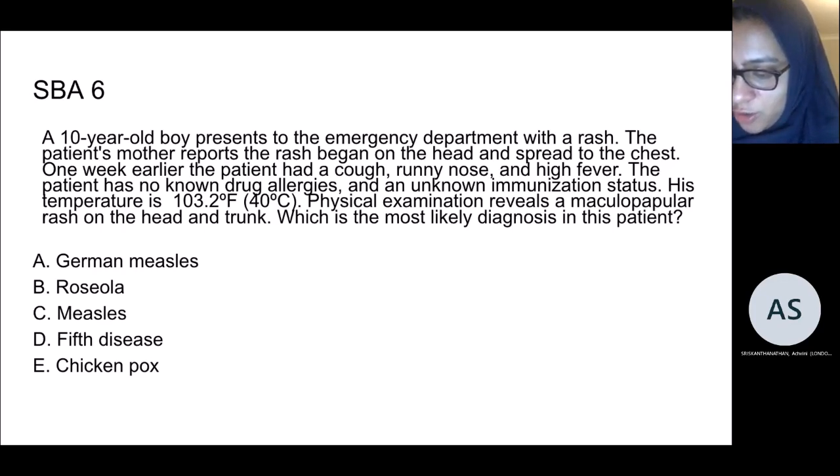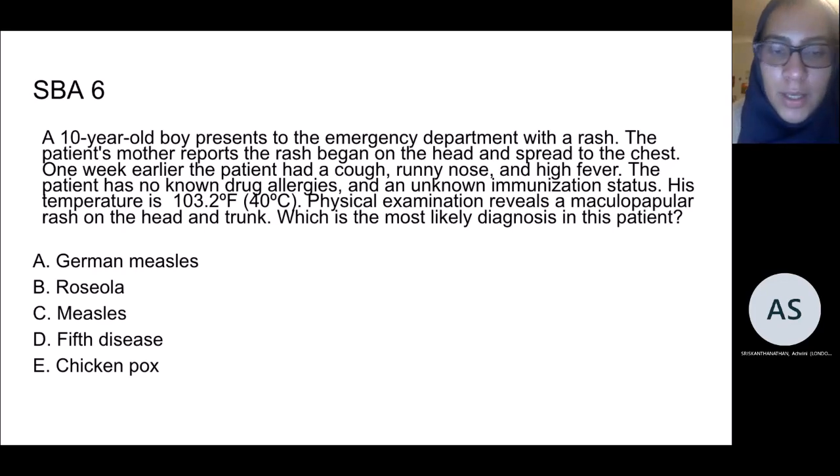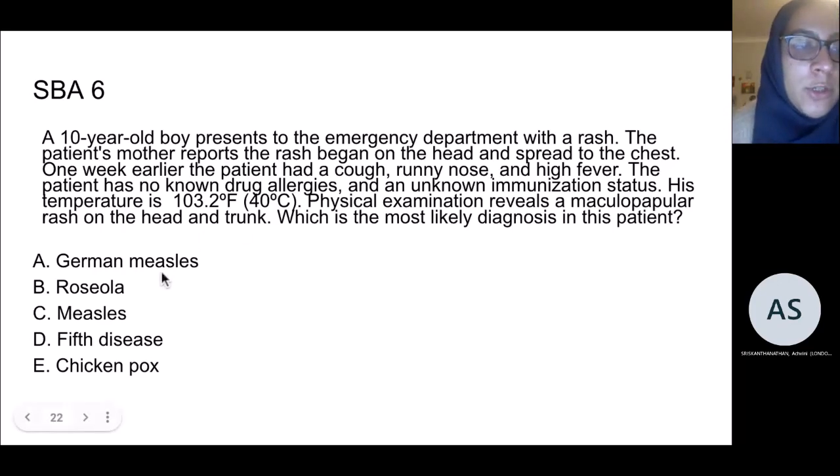This might be a hard question, particularly if you haven't covered your peds rotation yet. But firstly, before I go into the question, just defining what all of these conditions are. German measles is talking about rubella. Fifth disease is talking about erythema infectiosum. And then roseola, measles, and chickenpox are the conditions that you might have heard of as well. So the answer to this question is measles.